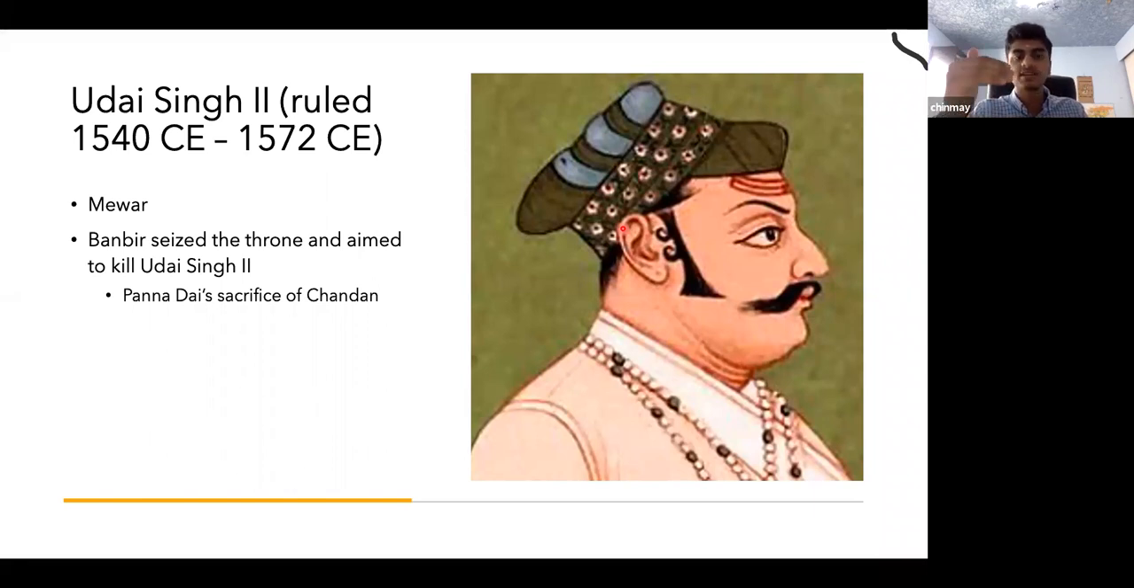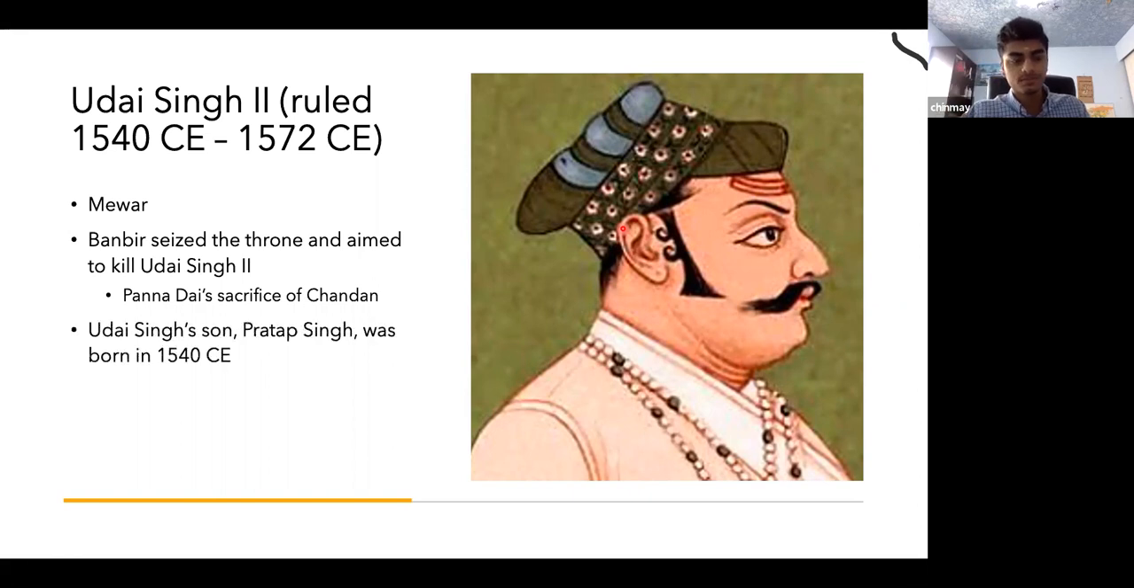So a lot of sacrifices like this. Not just warriors or kings that ruled and went into battle, even ordinary people sacrificed a lot for us to be celebrating India's independence today. And Uday Singh's son, Maharana Pratap, would be born in 1540, which was the same year Uday Singh became king, who went to war against Banbir and seized back Mewar.